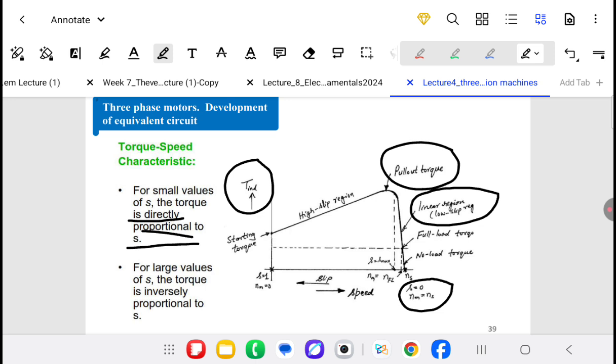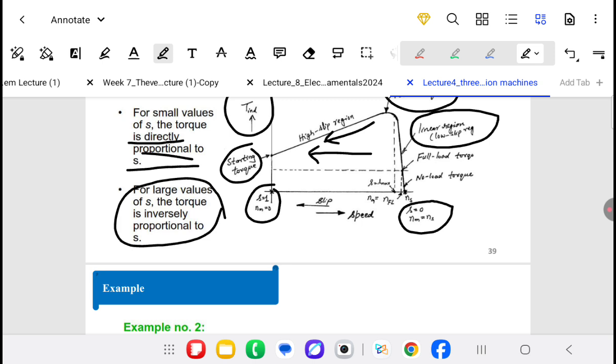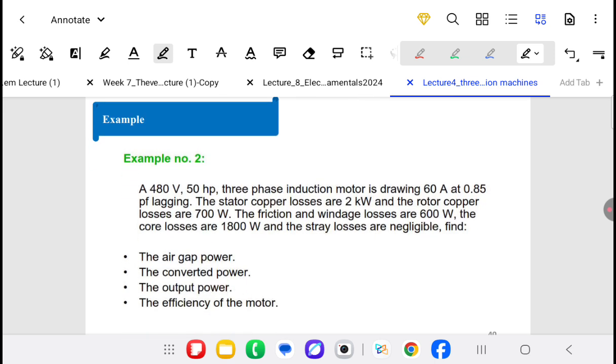And for the part from S maximum torque to S equals 1, which is a no load at the starting torque, the relation between the slip and the torque is an inverse relation. As we increase S in this direction, we will see that the torque is decreased. This is for large values of S. The torque is inversely proportional to the slip S. And the point of operation here is a point at full load torque. And the point at S equals 0, this is the no load torque or the no load condition.